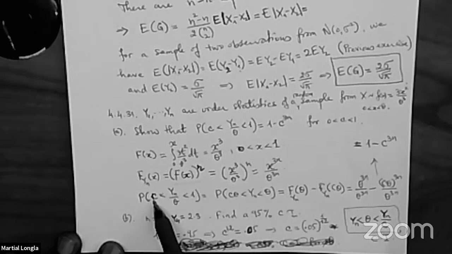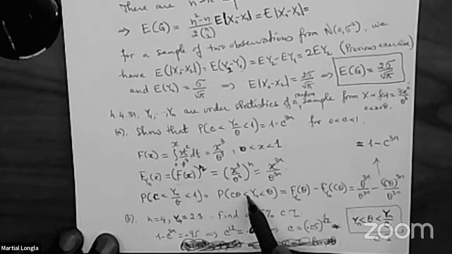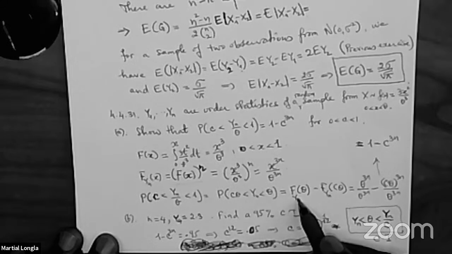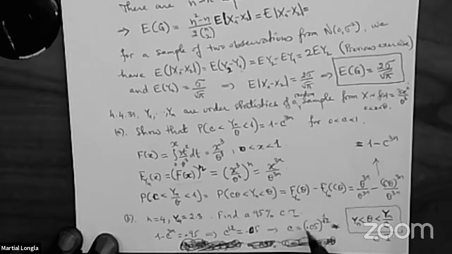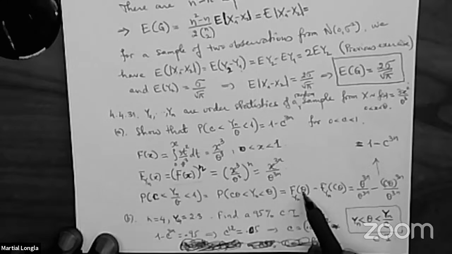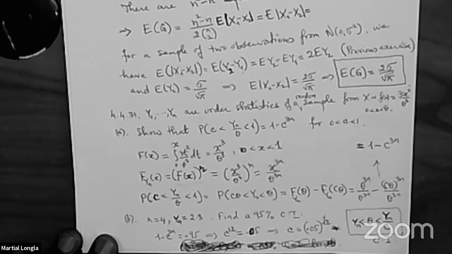Now, this probability is equal to the probability that c theta is less than yn less than theta. So that is F_yn of theta minus F_yn of c theta, which is obtained by plugging into the formula of F_yn theta, then c theta. And then when you plug that in, they cancel, and you get this answer, 1 minus c to the power 3n.